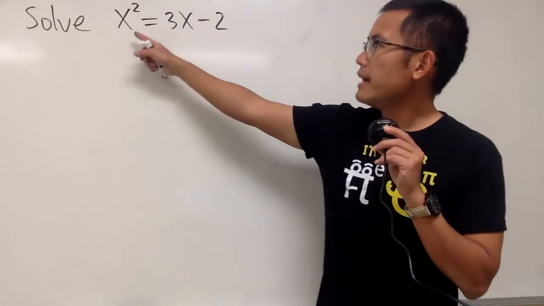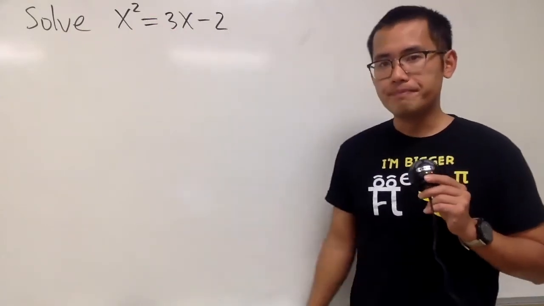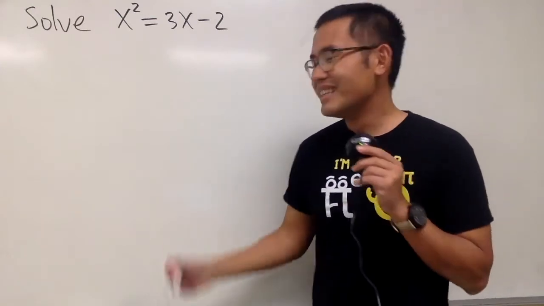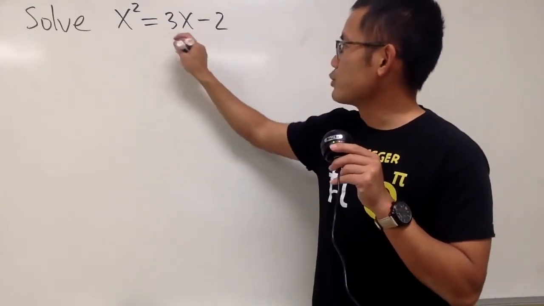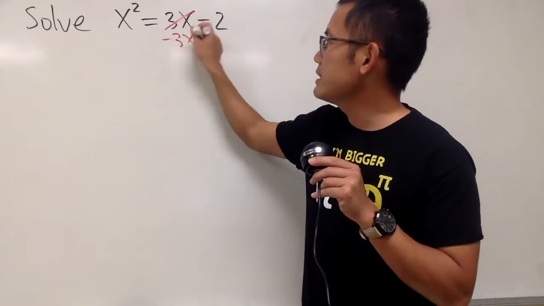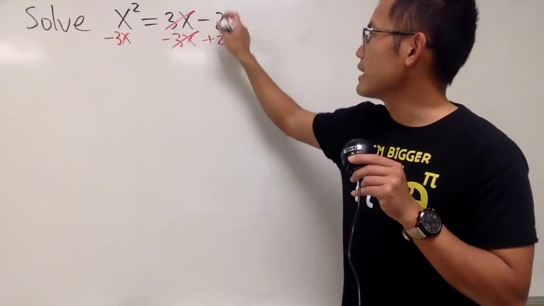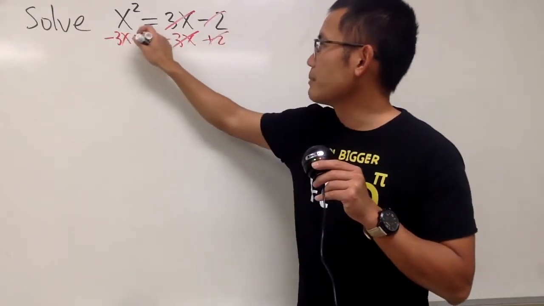Okay, we are going to solve x squared equals 3x minus 2. Well, let's make one side equal to 0 and see what happens. So with that said, let's bring the 3x to the other side by minus 3x on both sides. So we will have this. And in the meantime, let's also add a 2 on both sides. So this and that will cancel. So we have the plus 2 here.